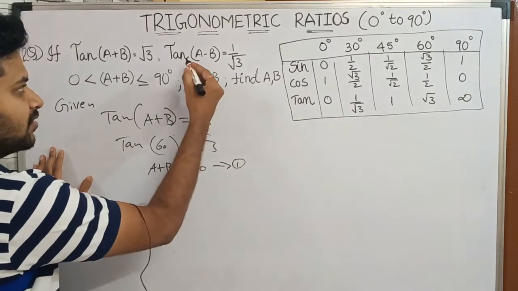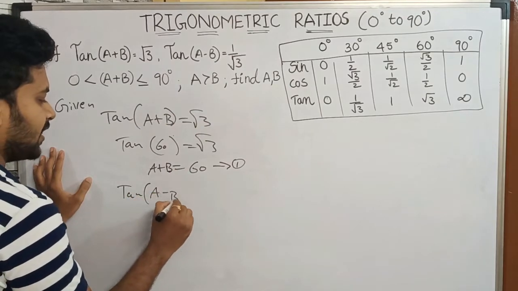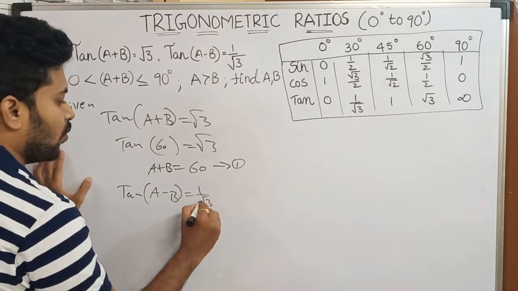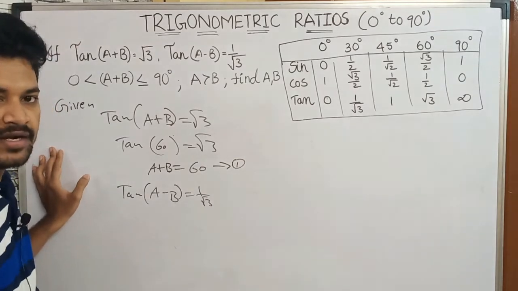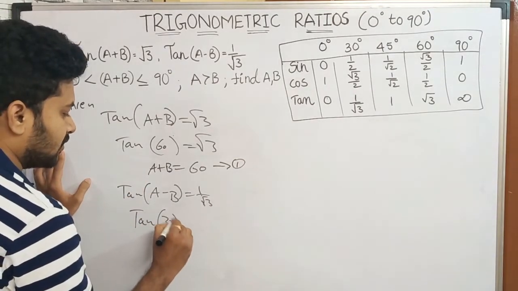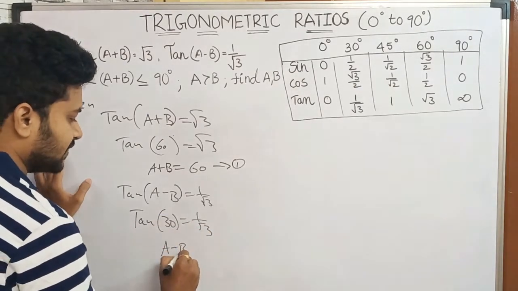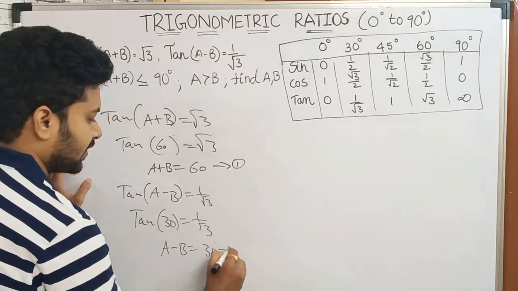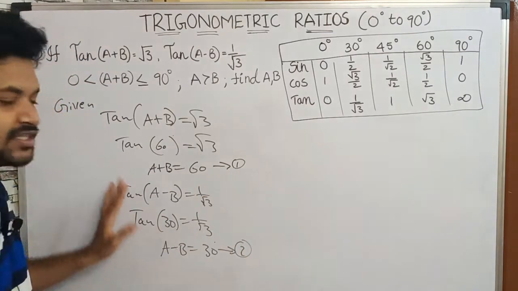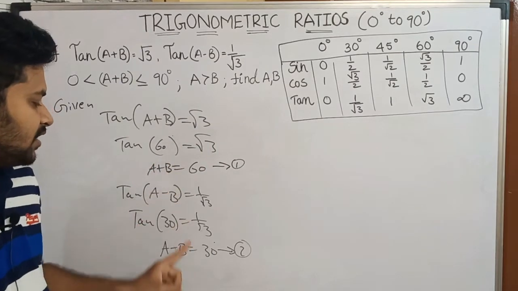And the next condition: tan of a minus b is equal to 1 by root 3. What is the 1 by root 3 value in tan? Tan 30. So tan 30 is equal to 1 by root 3. So a minus b is equal to 30 degree. So we have two equations here, and we should find the a and b values. Now let us work with these two equations.